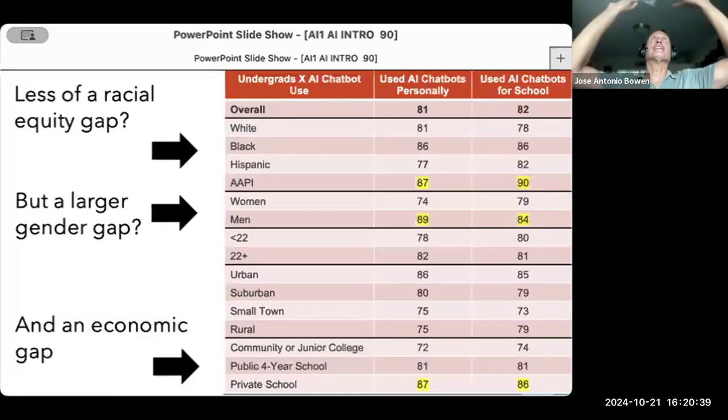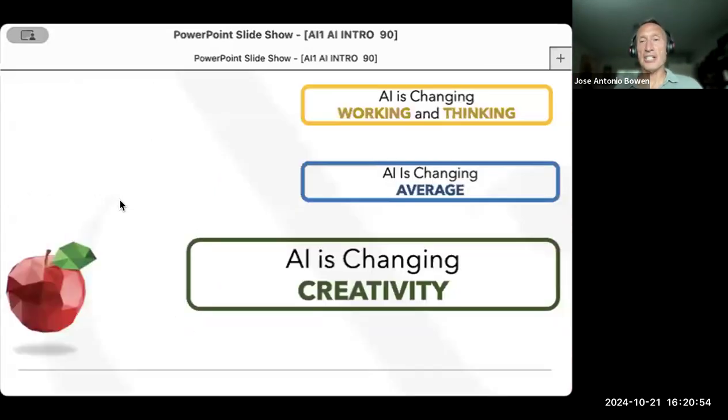Oh, I didn't talk about equity. So we will come back and talk about this. There is an equity gap, of course, but it's less racial and more gendered and economic. It's a little bit of a surprise. So we have to understand how that works. We'll do that in the third session. And then we've got to talk about creativity, which we'll also do when we come back.